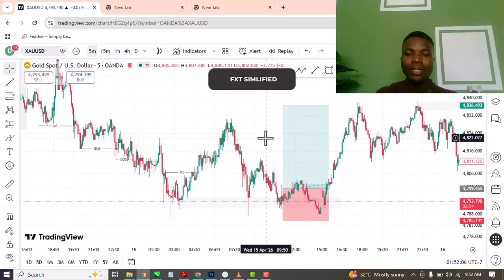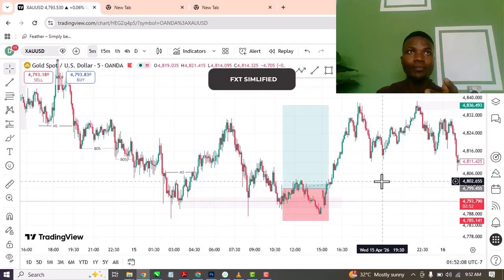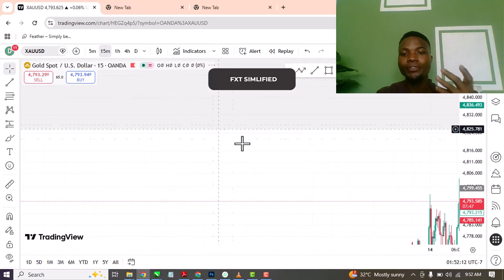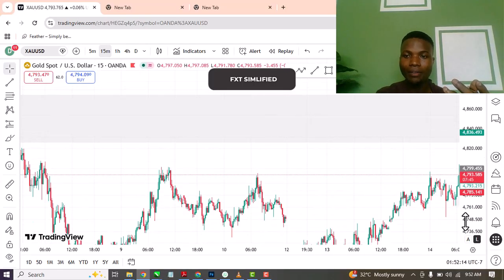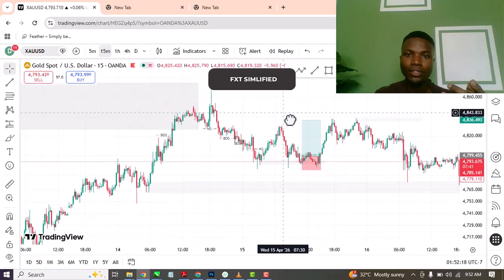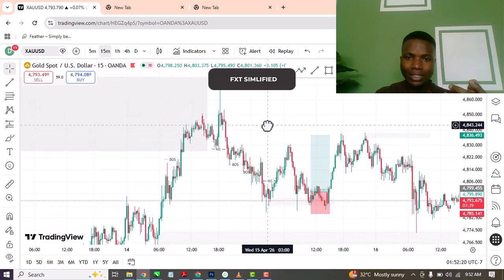And in fact, I also put into consideration trading with a higher time frame, okay. So if I have a demand zone at my 15 minutes, okay, where is this trade? Okay, this is the trade. So you can see what price eventually did, okay.